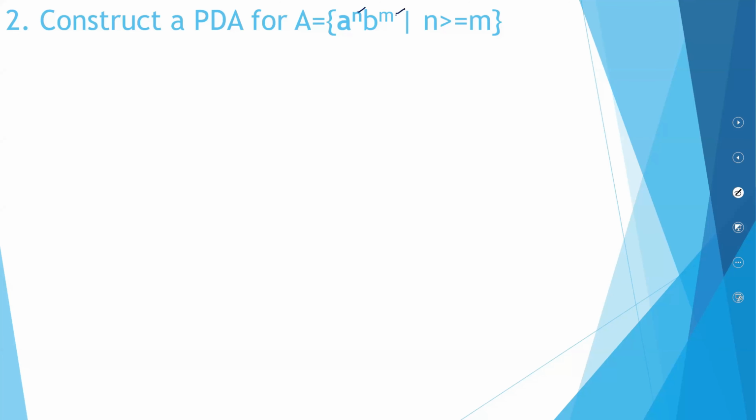n should be greater than m. So a string like AAB is valid. A string like this is also valid. The number of A's should be greater than the number of B's. Now, if you think logically, this is how your stack will look.